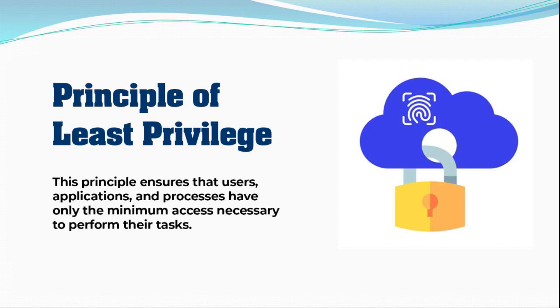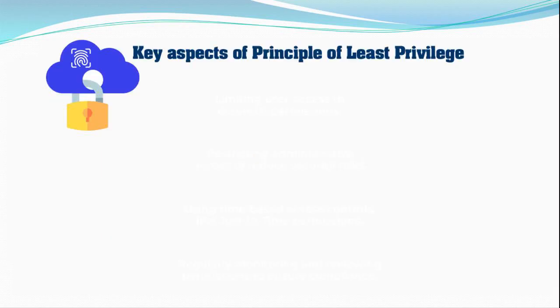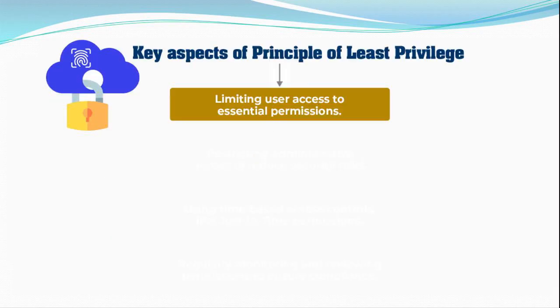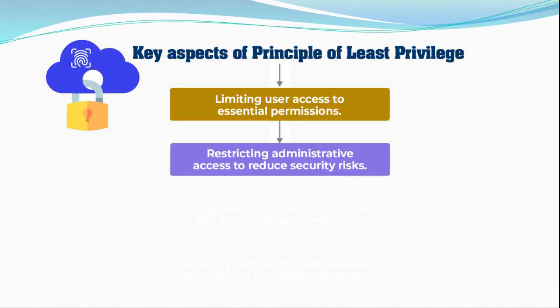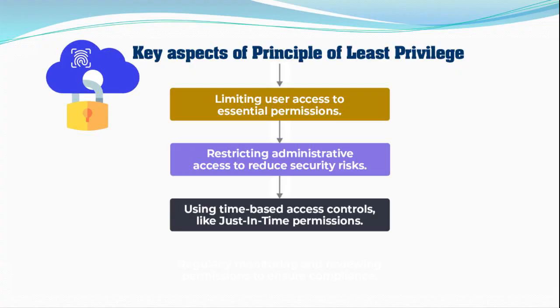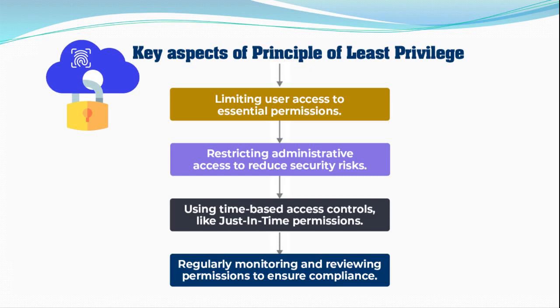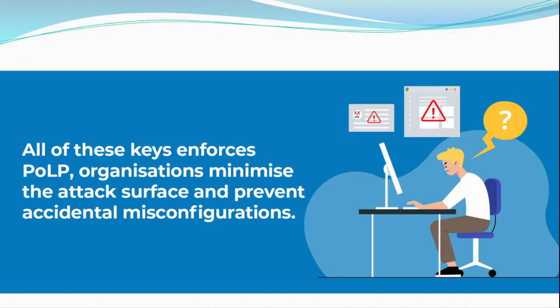Next, we have the principle of least privilege, or PoLP. This principle ensures that users, applications, and processes have only the minimum access necessary to perform their tasks. Key aspects of the principle of least privilege include: 1. Limiting user access to essential permissions. 2. Restricting administrative access to reduce security risks. 3. Using time-based access controls, like just-in-time permissions. 4. Regularly monitoring and reviewing permissions to ensure compliance. By enforcing PoLP, organizations minimize the attack surface and prevent accidental misconfigurations.